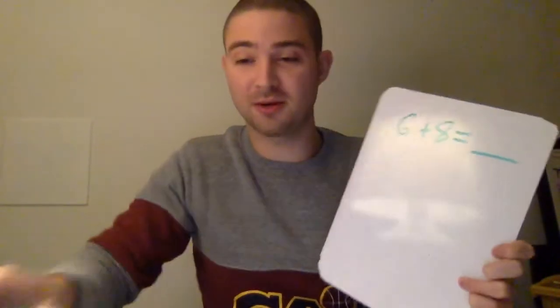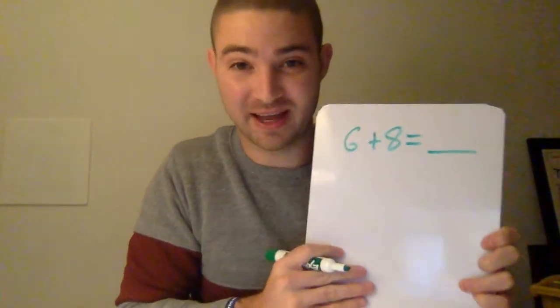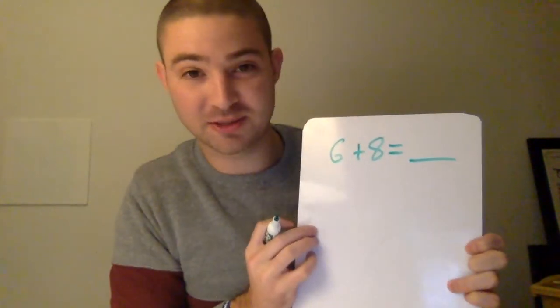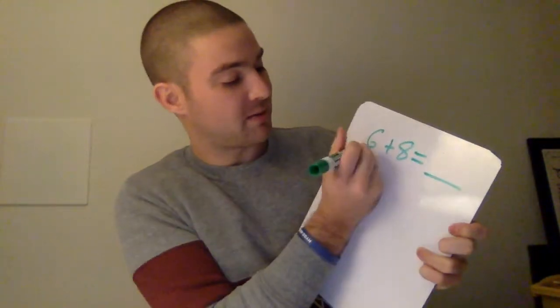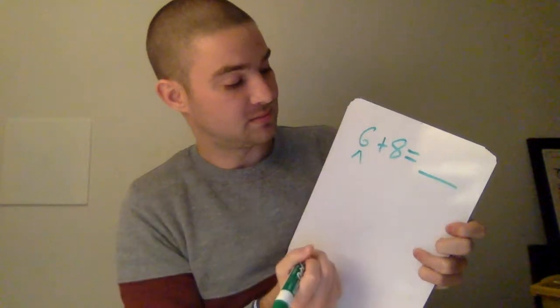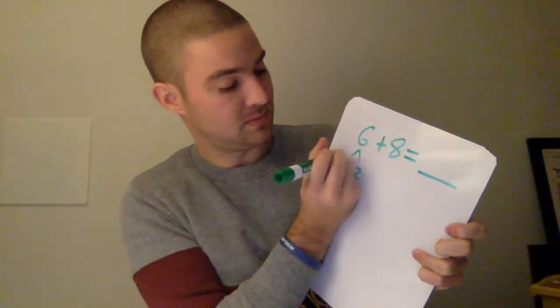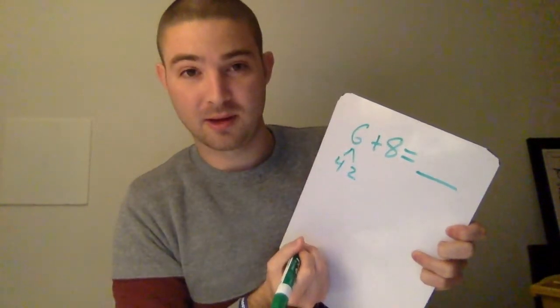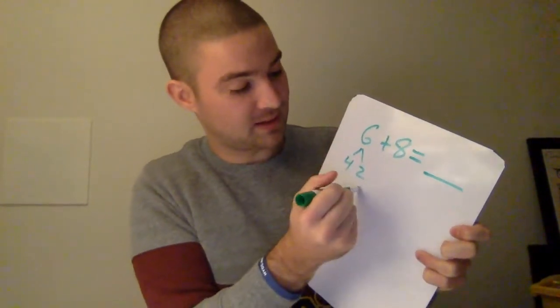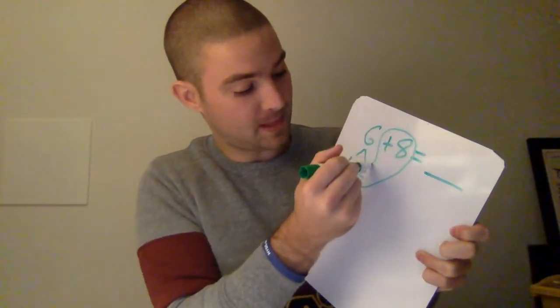I could also make that 8 into a 10. I know that 8 is closer to 10 than 6, so I would break up this 6 into a 2 and a 4. I hope you know why I chose a 2 and a 4, because the 2 and the 8 can make a 10. I would circle that.